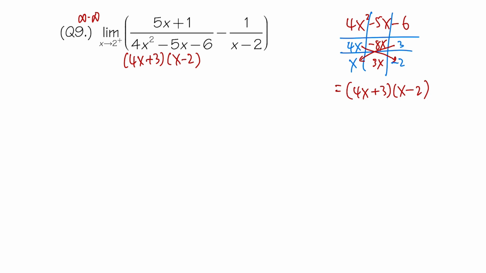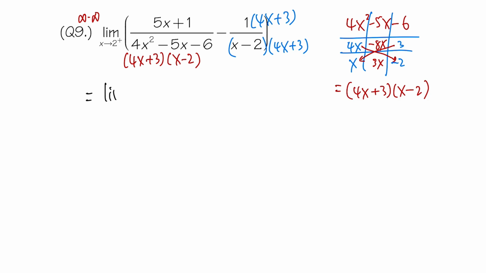Well, if you look at the first fraction, it has these two denominators, but for the second one, we only have x minus 2, right? So that means we have to multiply the second one with 4x plus 3. So 4x plus 3. And now we can proceed.